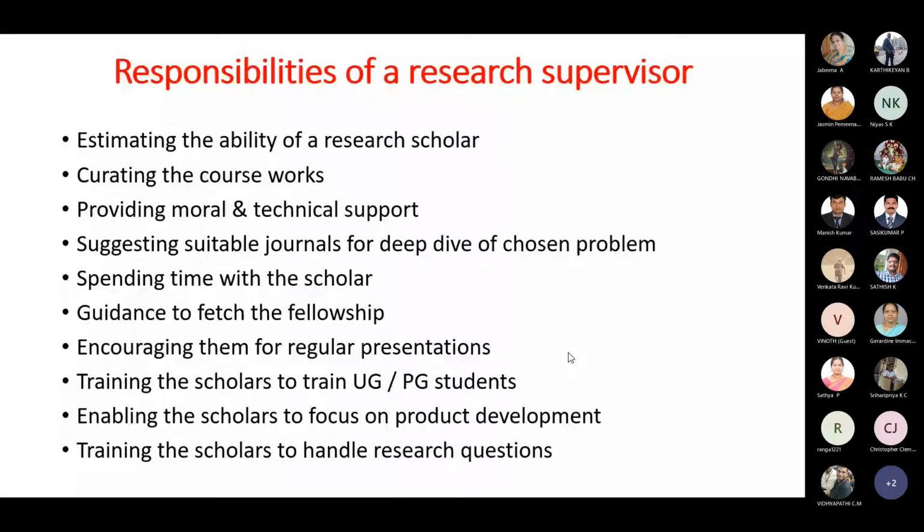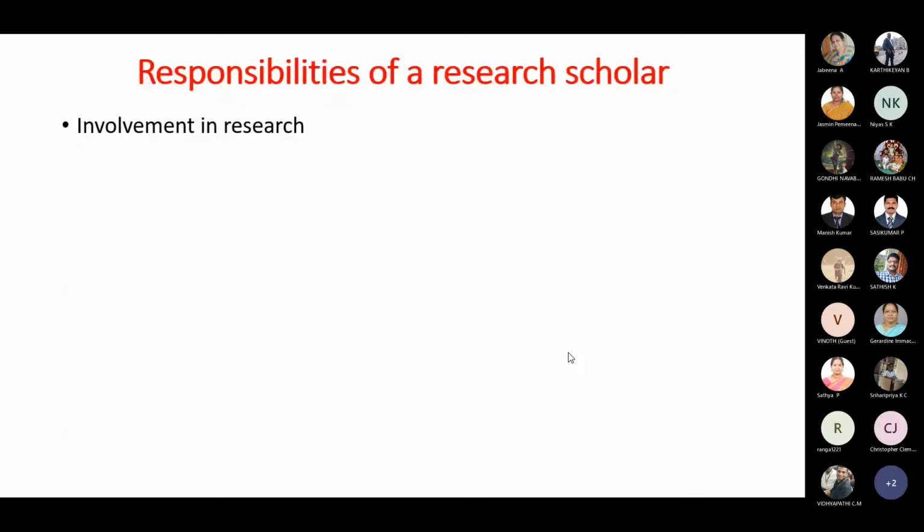And then I come to the research scholar. First, he must be involved in research, right? So we can see some research scholars, they come inside, they are entering the research, but they are exiting very soon. So why do they spend on research, right? Spend some time on research. Research is a vast thing.